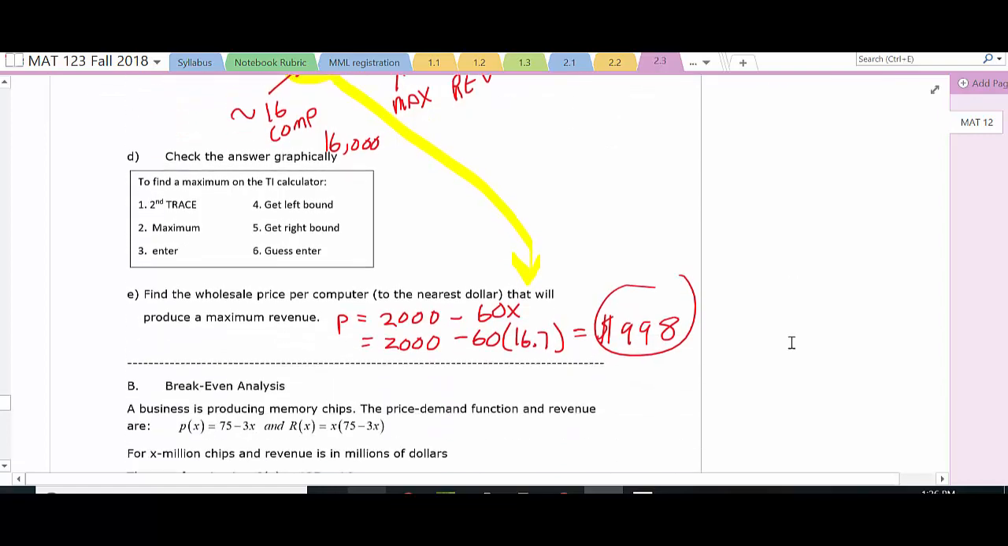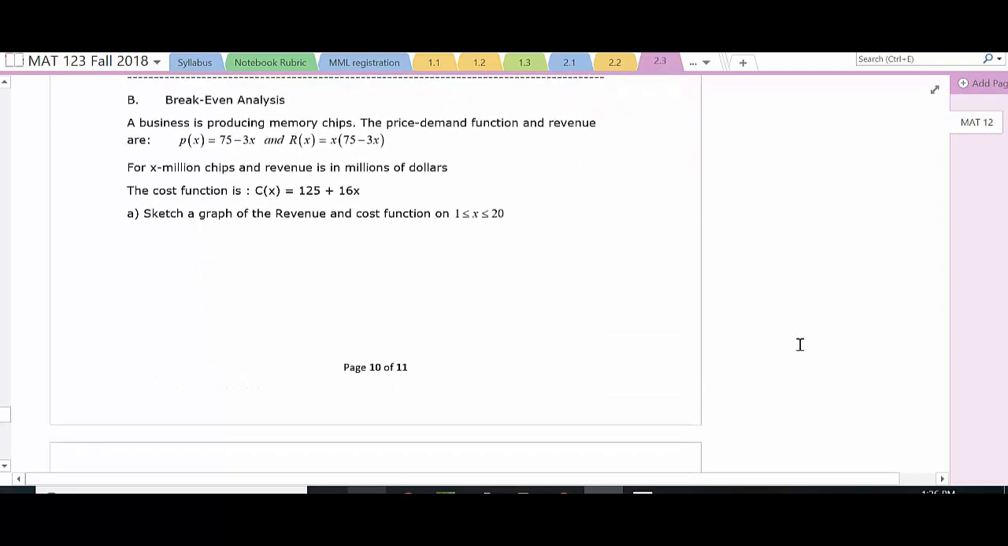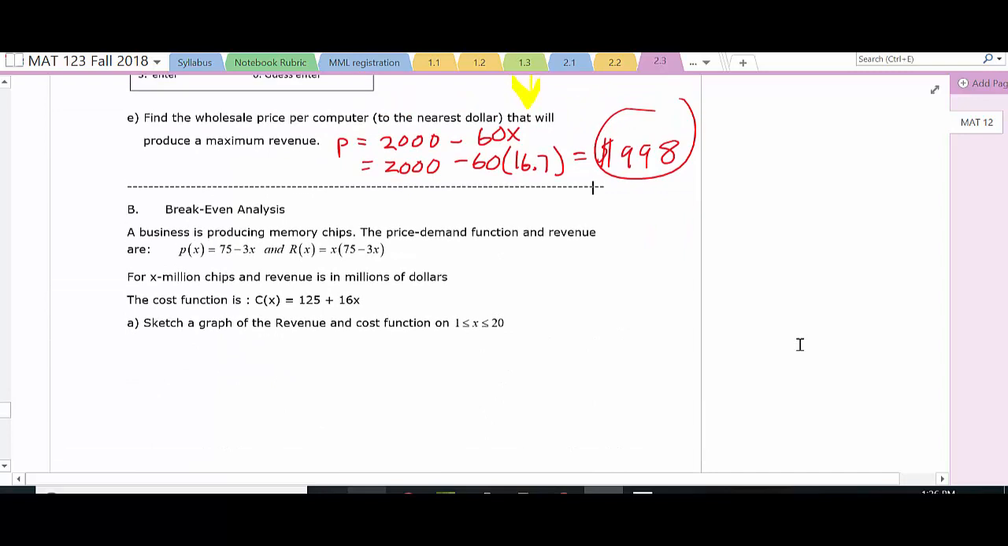Okay, so get there. Okay, one more thing I'm going to do, this also we're going to do with technology, is we're going to talk about break-even analysis. You'll also see this on your test, because these are the big kind of applications that we're trying to learn in this class.